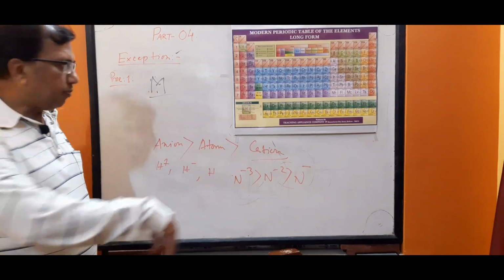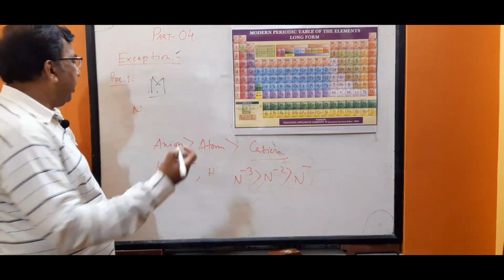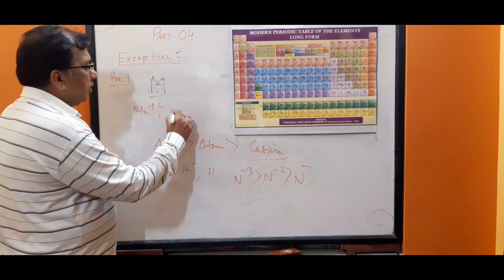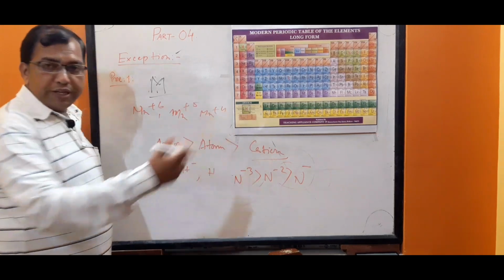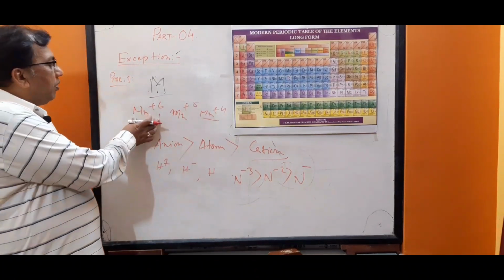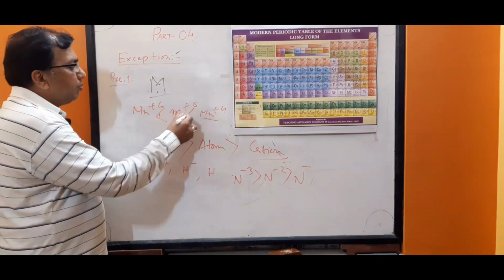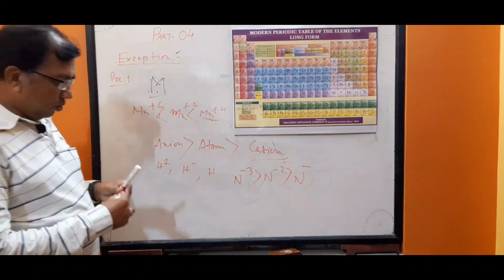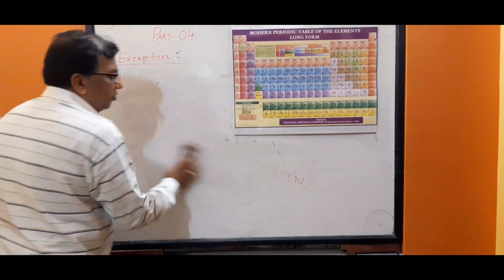In case of positive ions, suppose Mn plus 6, Mn plus 5, Mn plus 4, which will be greater? The plus 2, this is greater. The larger the positive charge, the smaller the size. That is, this is smaller, that is greater. Opposite, clear? Again, I also discussed the isoelectronic species just in a simple example.